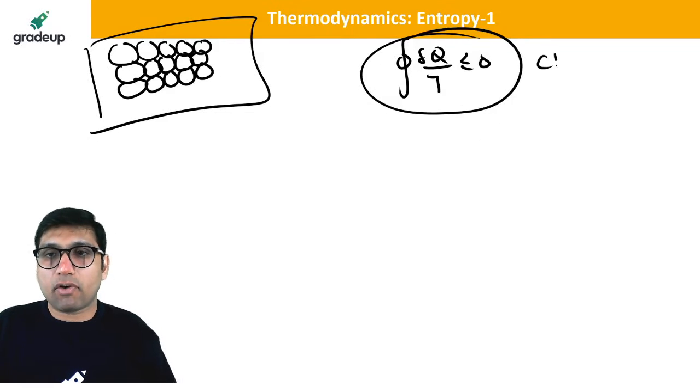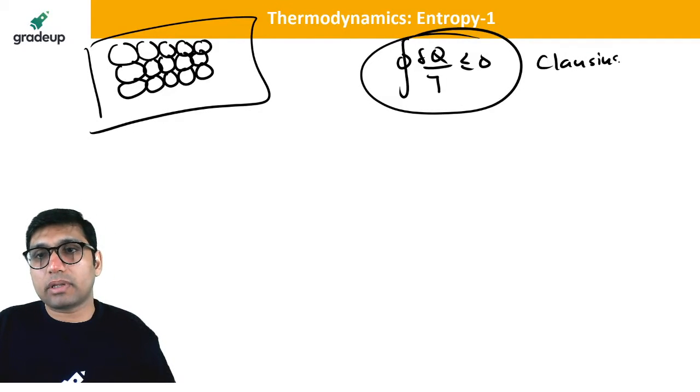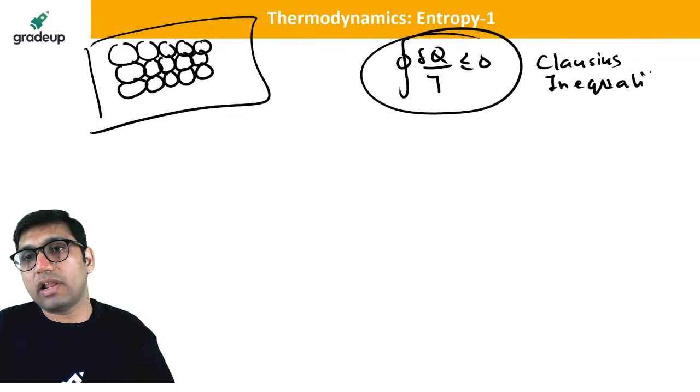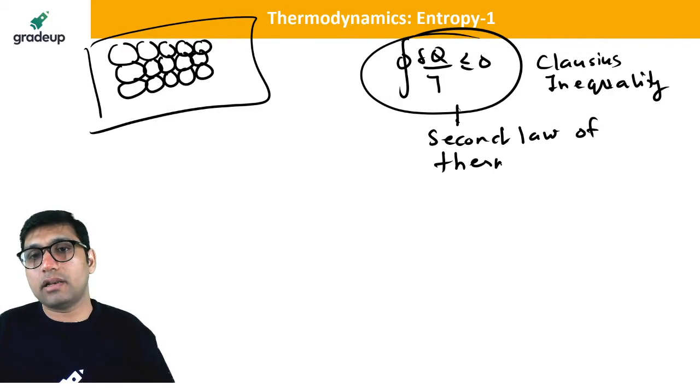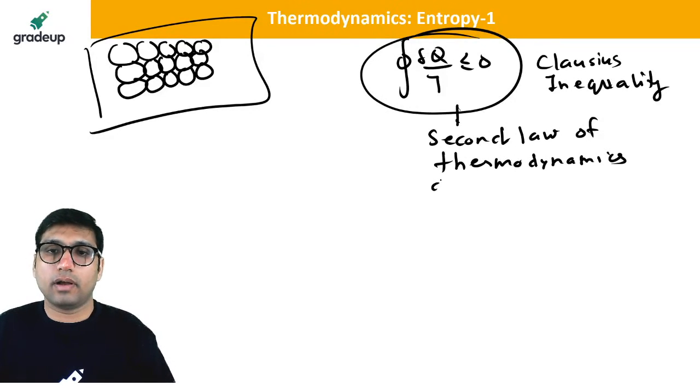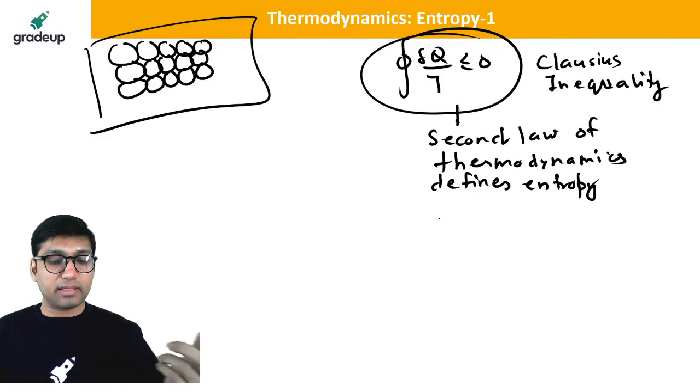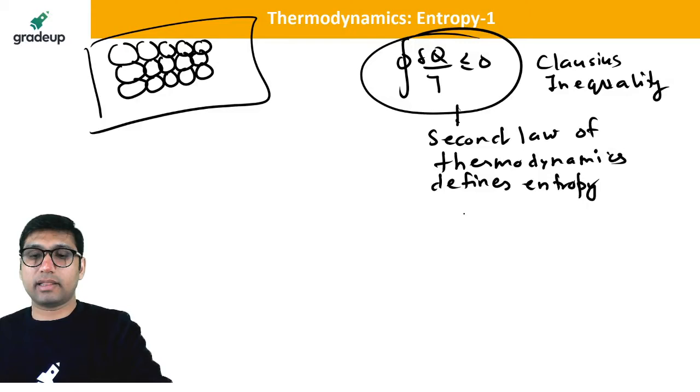So Clausius inequality we have understood from the second law of thermodynamics. The second law of thermodynamics, through Clausius inequality, also defines entropy. How does it define entropy? Let us see that.